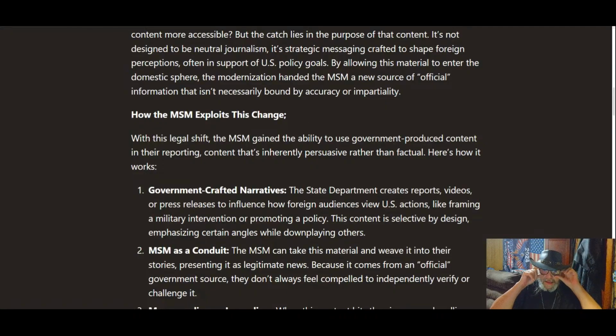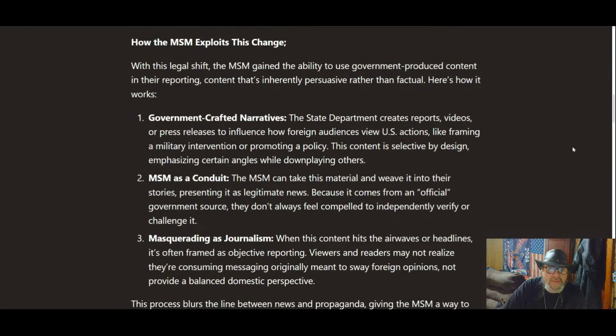How the mainstream media exploit this change. With this legal shift, the mainstream media gained the ability to use government-produced content in their reporting, content that's inherently persuasive rather than factual. Here's how it works. Government-crafted narratives. The State Department creates reports, videos, or press releases to influence how foreign audiences view U.S. actions, like framing a military intervention or promoting a policy. This content is selective by design, emphasizing certain angles while downplaying others.